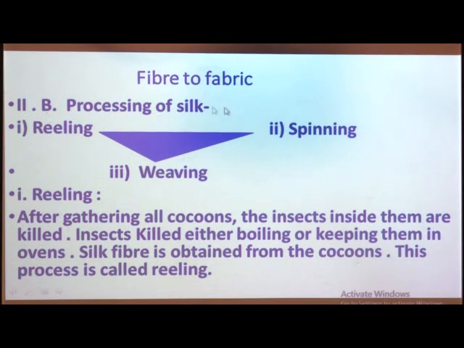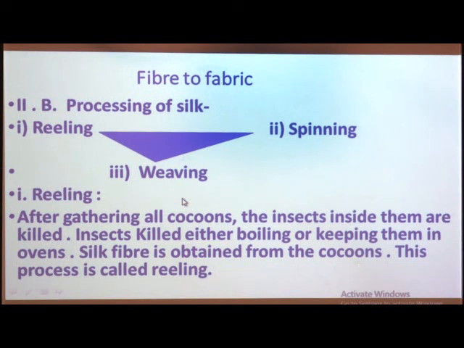So the processing of silk fiber is again differentiated into 3 steps. First, the processing of silk is divided into 2 stages. The first one, as I told you, is rearing of silkworm, and the second one is processing. And this processing of silk is again classified into 3 steps. First is reeling, second is spinning, and third is weaving. So let us know all 3 steps one by one.